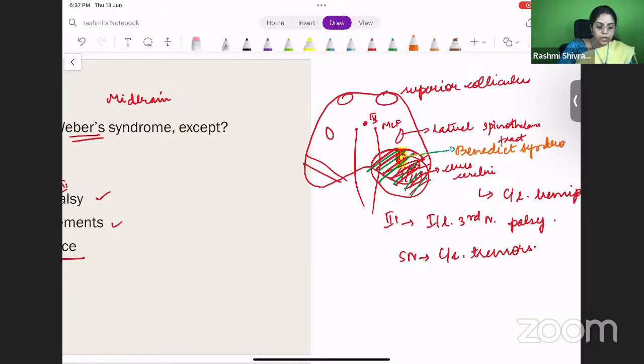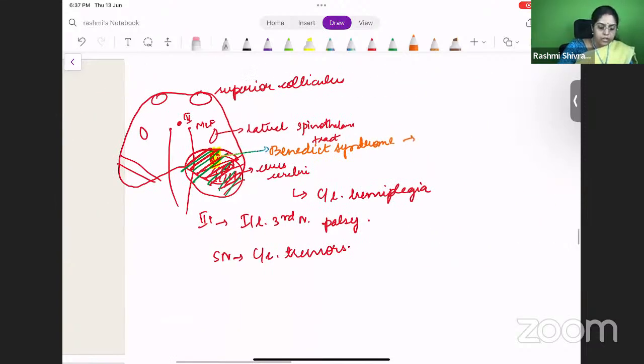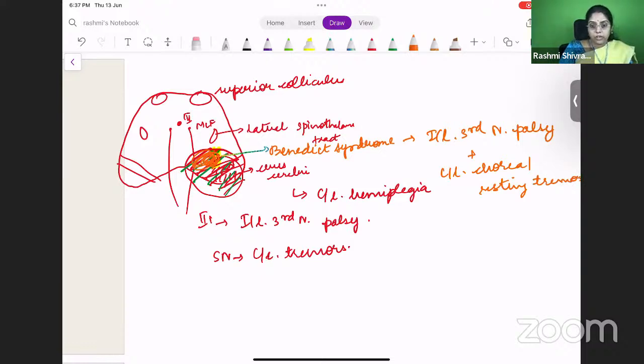Benedict syndrome. In this, what happens? This region will get affected. So you will have an ipsilateral third nerve palsy, along with contralateral chorea and resting tremors. This is when the red nucleus is getting affected.